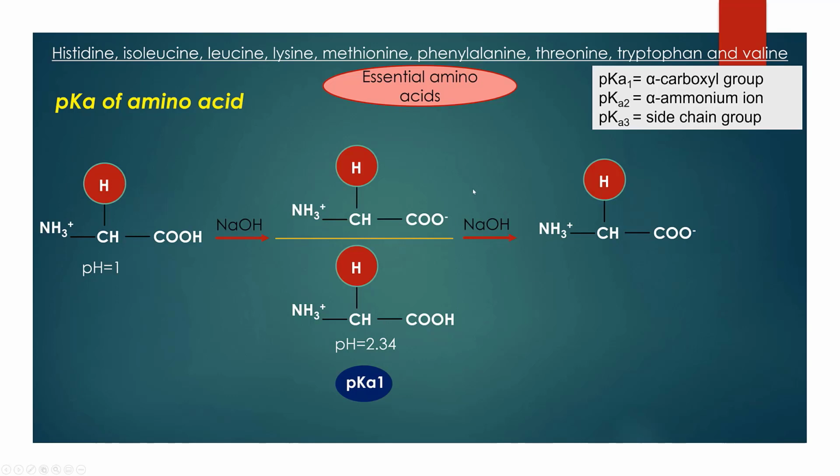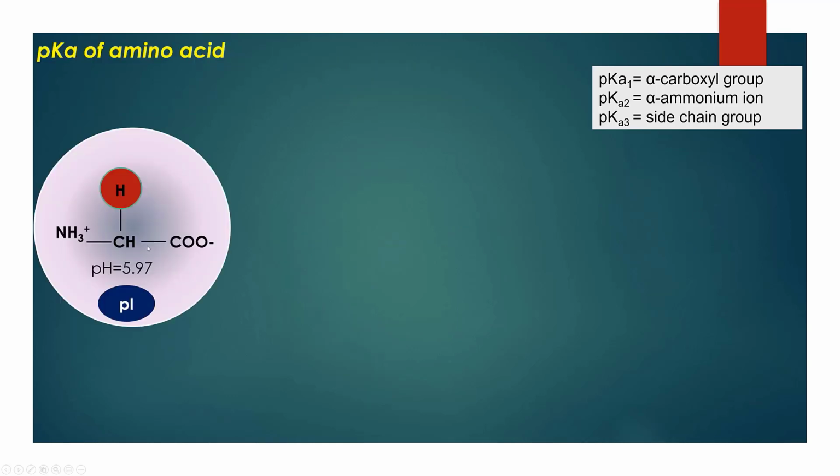When we add more NaOH to the solution, all carboxyl groups of the glycine dissociate their hydrogen in the solution. So at pH 5.97 in glycine, you can see one positive charge at the NH3 group and one negative charge at the carboxyl group. This positive and negative charge gives an overall neutral charge to the glycine molecule, and this happens at pH 5.97. This pH is known as pI, the isoelectric point, and the ion is known as a zwitterion.